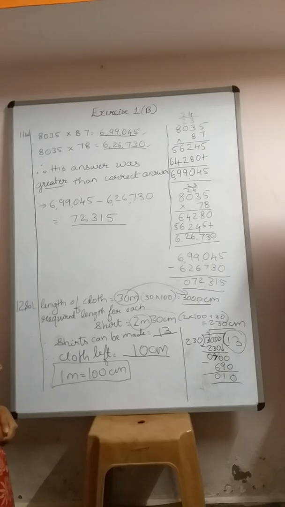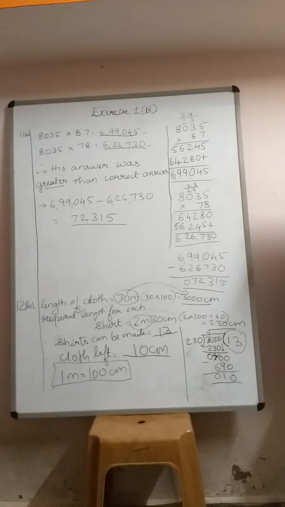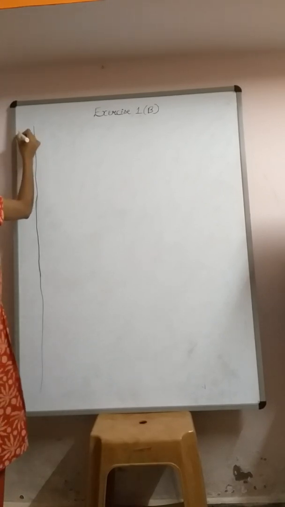Did you follow? Okay, I think you all followed. So let us proceed for the 13th question. Okay, I'll read for you. The weight of a box is 4 kg 800 grams. What is the total weight of 150 such boxes?